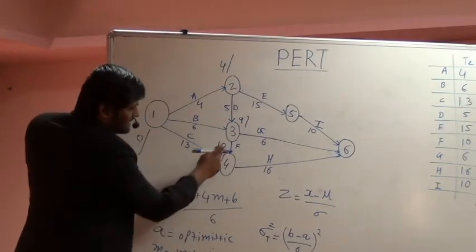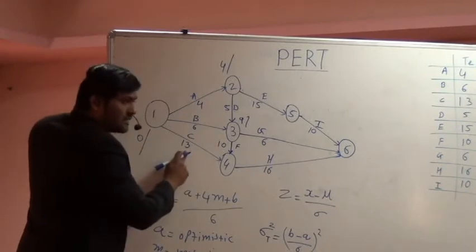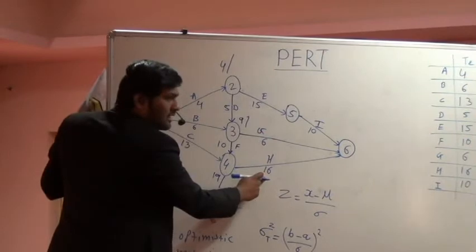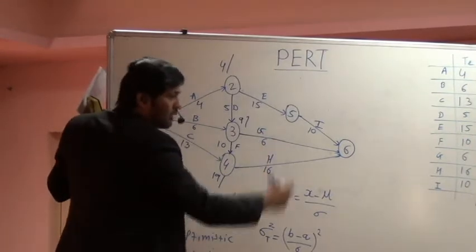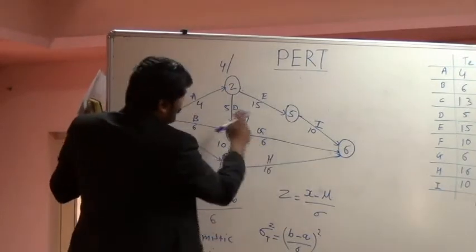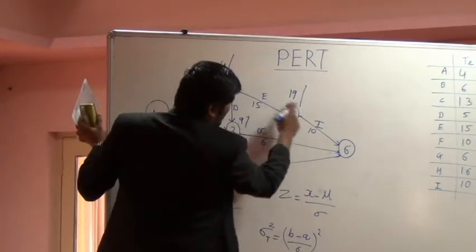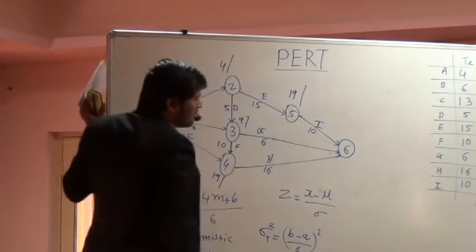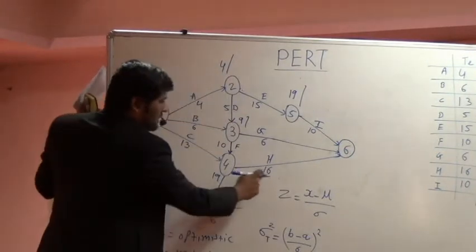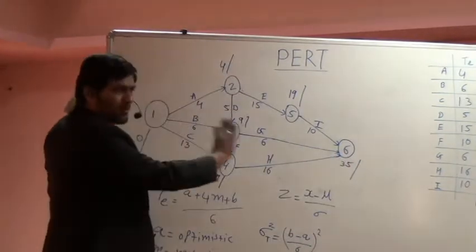Then 9 plus 10 is 19. At the same time, 0 plus 13 is 13. So 19 is the maximum. Now 19 plus 16 is 35. If you see the other answers, 9 plus 6 is 15. 4 plus 15, there is only one arrow, so that will be 19 over here, and 19 plus 10 is 29. So out of the three options at node number 6, the maximum one is 19 plus 16, that is 35. This is the end of the forward path.